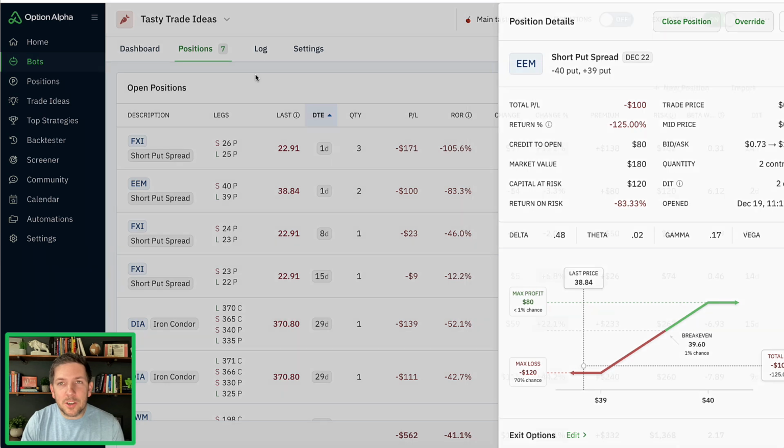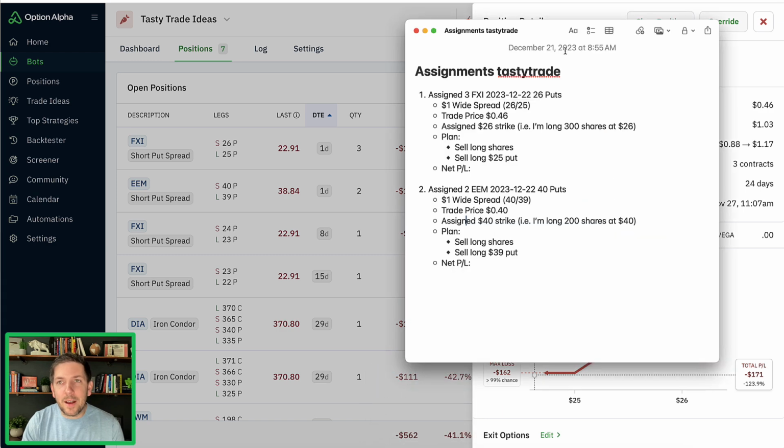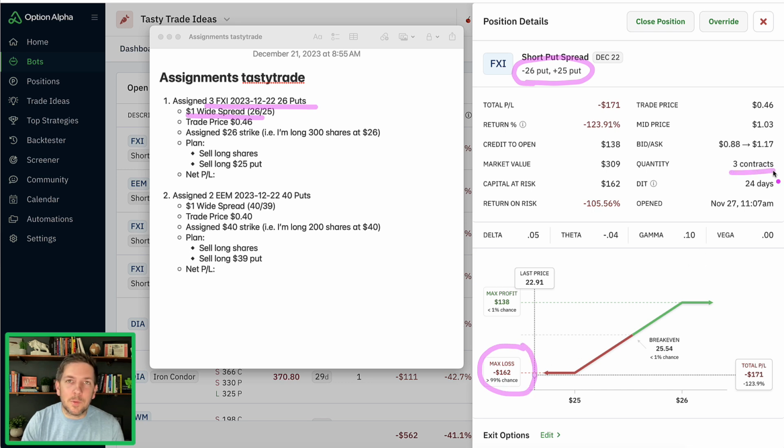So the other position that we got assigned here is the FXI short put spread. This one, I had 3 different contracts. So let me just move my notes over here and we'll go through this together. I got assigned 3 of the 26 puts. You can see that I had a $1 wide spread, which was the 26.25. This one had a max loss on all contracts of $162 because I was trading 3 contracts, dollar wide spread, subtract out the credit that I received.